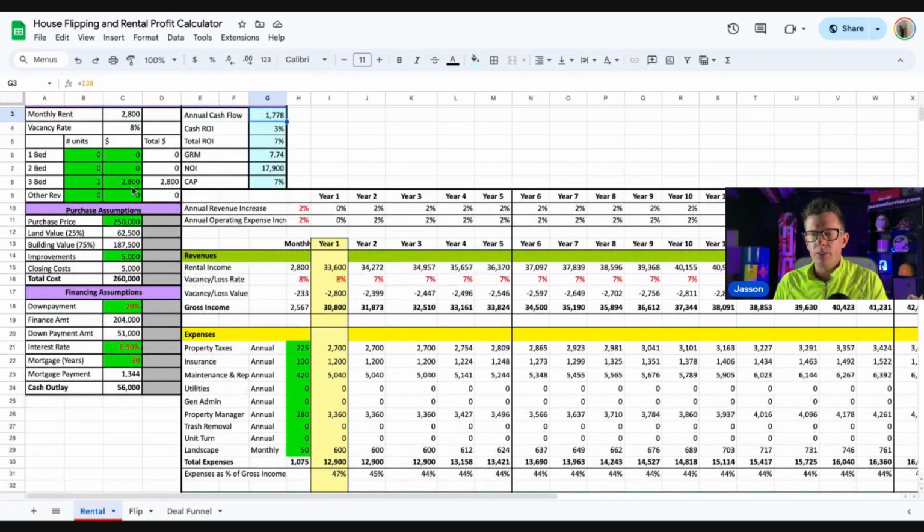So the way to do this is to just enter here your rental amount, $2,800. I enter my purchase price, $250,000. My improvements at $5,000. My down payment at 20%. Interest rate at 6.9. Amortized over 30 years. My annual cash flow is $1,700. Cash ROI 3%, which is not what I want personally, but some people that may be their goal. And then total ROI is the actual cash ROI plus the equity you accrue.